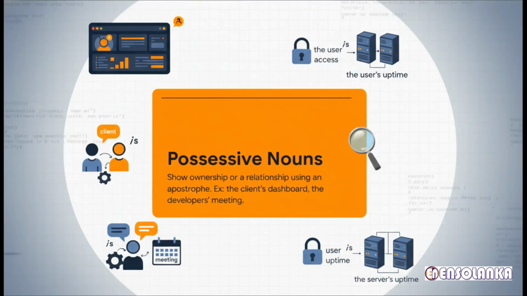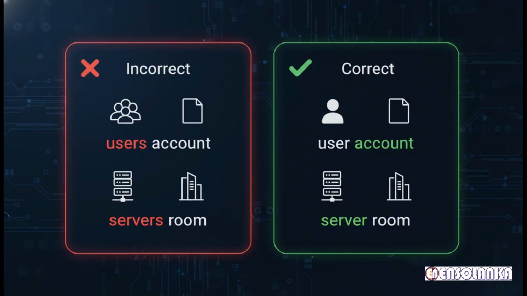Next up, possessives. These little guys show ownership or some kind of relationship. For a single noun, you just add an apostrophe s, like in the client's dashboard. If you have a plural noun that already ends in s, like developers, the apostrophe just goes on the end. Simple as that.